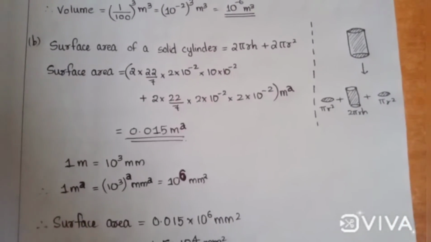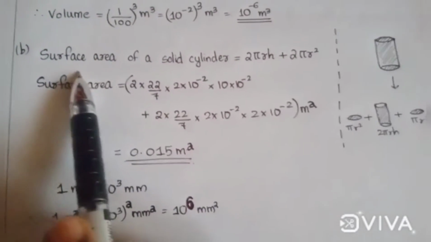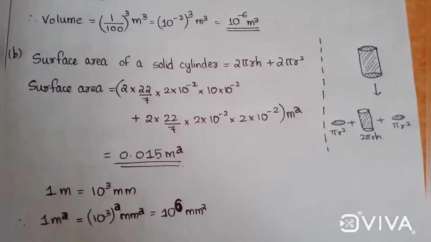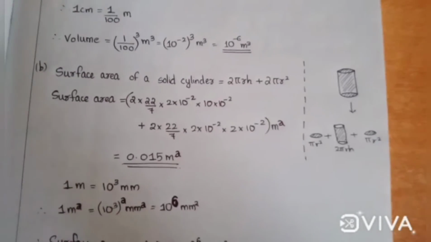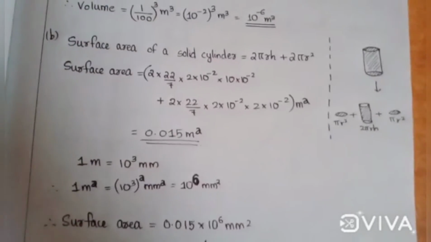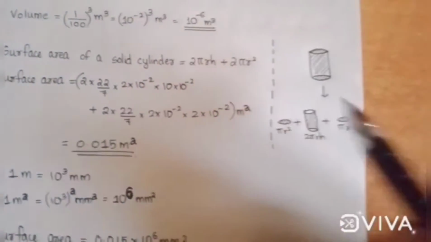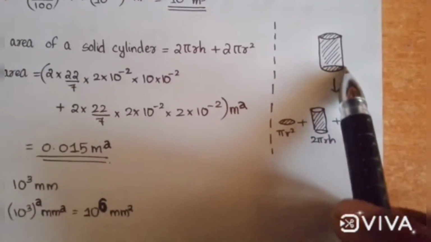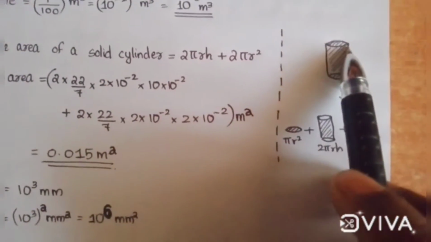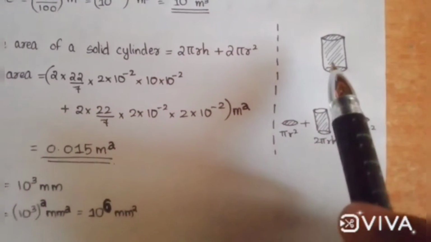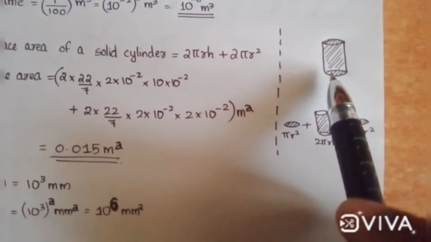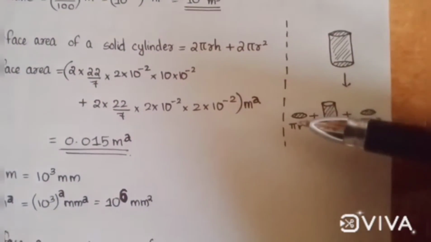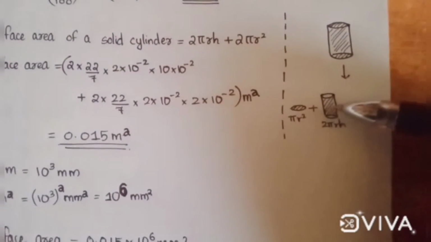B section, question number B. Surface area of a solid cylinder. We know that surface area of a solid cylinder is 2 pi RH plus 2 pi R square. Those who don't know this equation, please look at this diagram. In this diagram, it's given a solid cylinder. It consists of 2 circular parts and 1 curved part. Split this solid cylinder into 2 circular parts and 1 curved part, as you can see in the video.